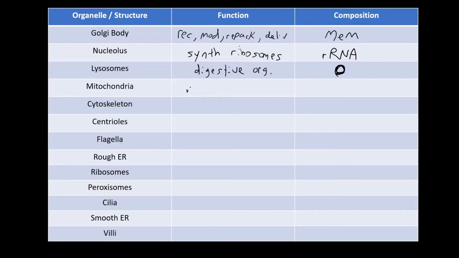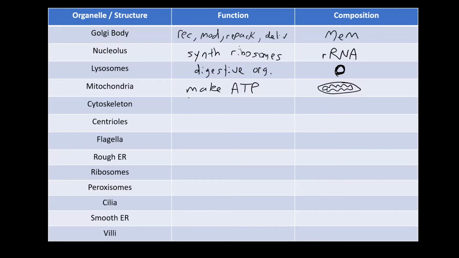Mitochondria. Function, make ATP. Or you could say oxidative phosphorylation if you want to get super fancy. Or you could say does aerobic cellular respiration. That works as well. Now, compositionally, it kind of looks like a jelly bean with a wiggly inner membrane, right? So it is a membranous organelle as well.